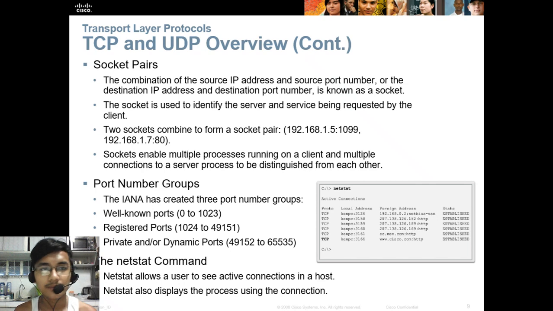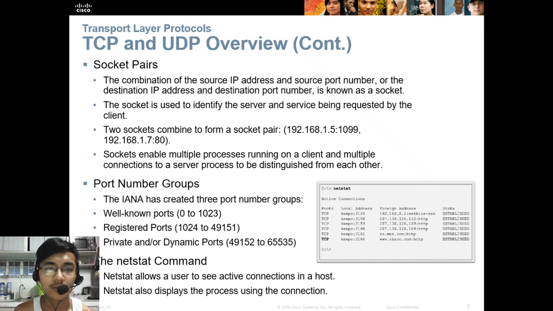Socket pairs. The combination of source IP address and source port number, or the destination IP address and destination port number, is known as a socket. A socket is used to identify the server and service being requested by the client. Two sockets combine to form a socket pair. Sockets enable multiple processes running on a client, and multiple connections to a server process, to be distinguished from each other.